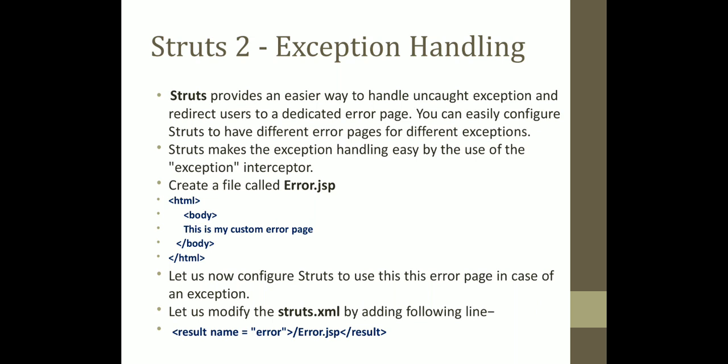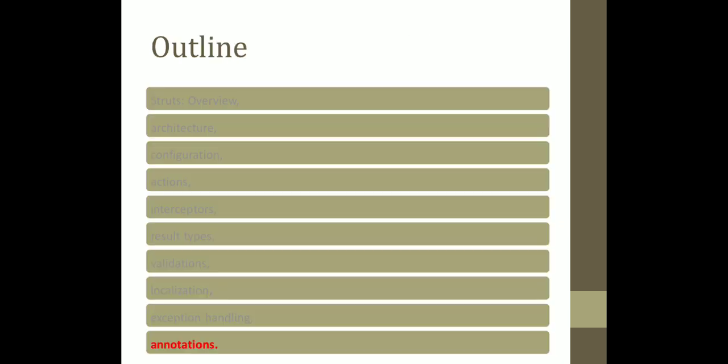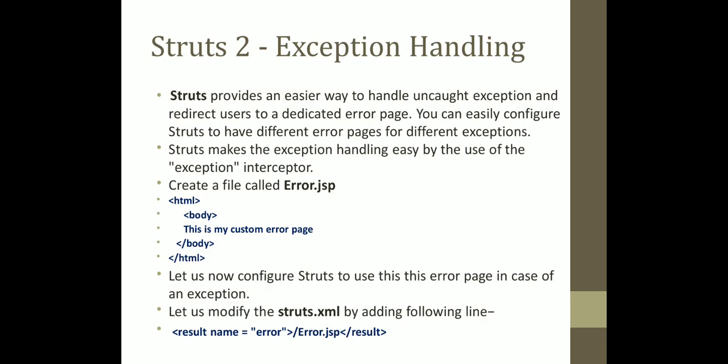Let us now configure Struts to use this error page in case of exception. So how we have to modify this, we'll see. Let's modify the struts.xml by adding the following line: result name equals error, slash error.jsp, and the end of the result tag. So this is about the exception handling.